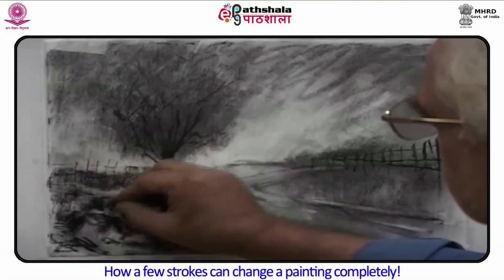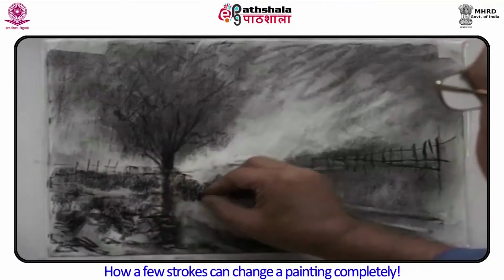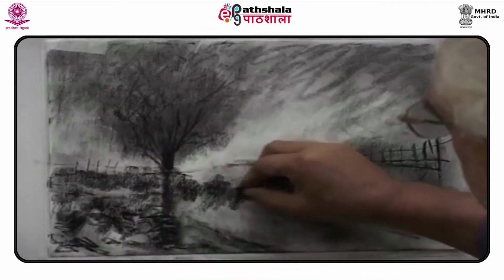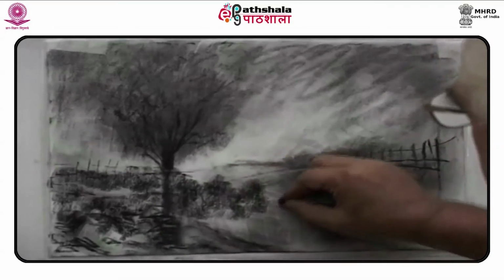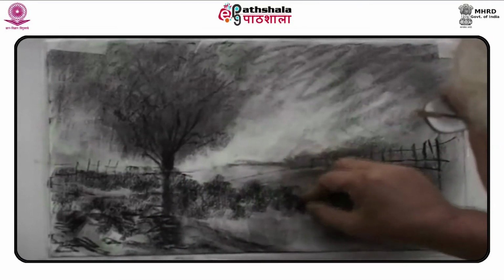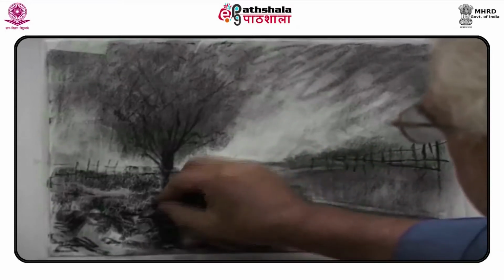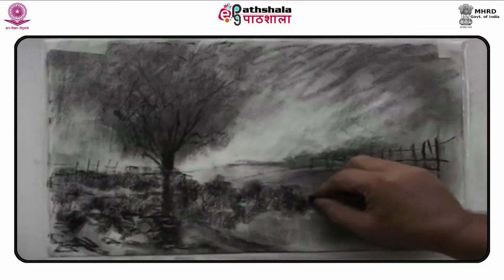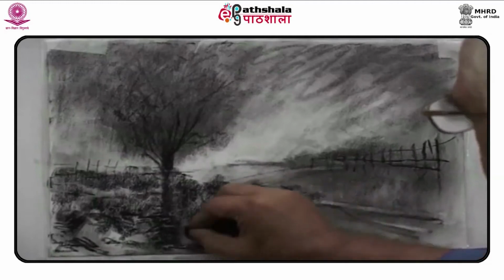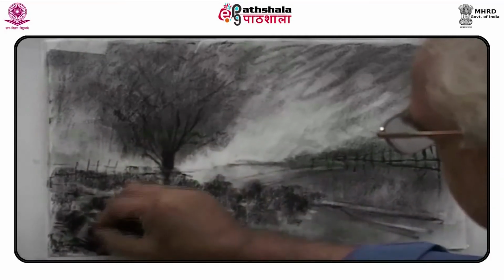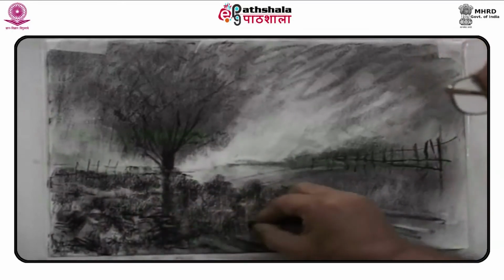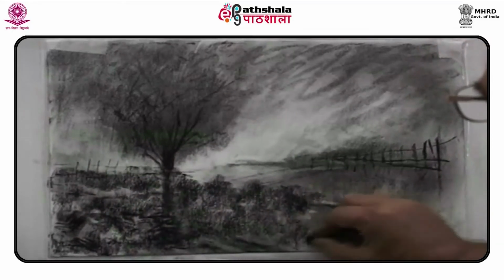How a few strokes can change a painting completely. It all depends on the vision and imagination of a painter. Different aspects can be created and depicted in one artwork. The artist used darkness as a positive tool. Without darkness, light would be invisible.